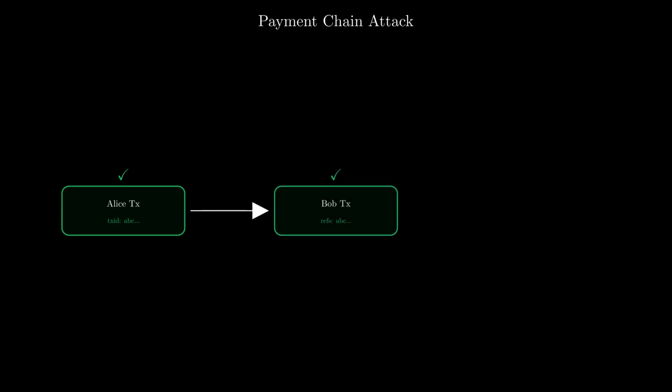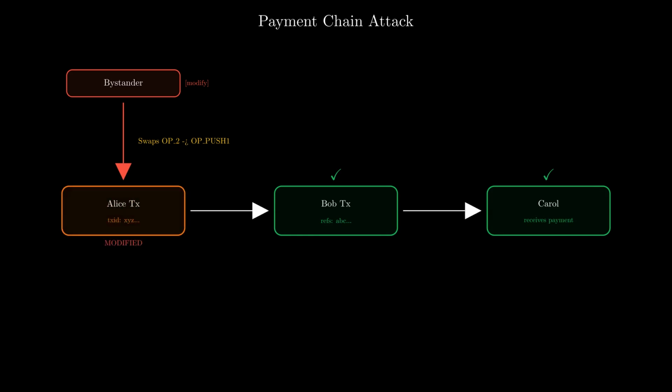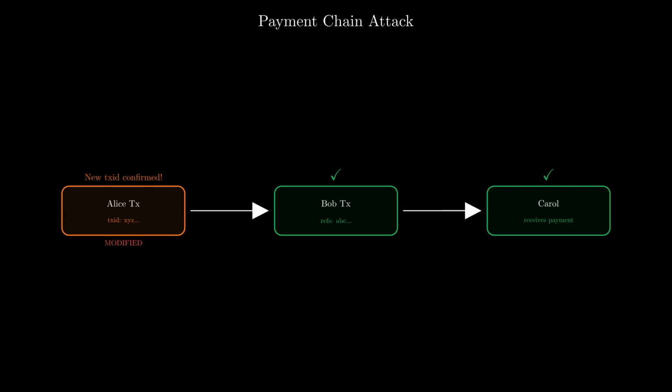Now picture a chain. Alice pays Bob, Bob pays Carol. Everything looks good. But a random network observer, a bystander, intercepts Alice's unconfirmed transaction, swaps OP_2 for OP_PUSH 1, and rebroadcasts it. The modified version confirms with a brand new transaction ID. Bob's payment to Carol referenced Alice's original transaction ID, which no longer exists. That reference is now broken. Bob's transaction is invalid. Carol never gets paid. Nobody stole anything, but the entire payment chain broke.